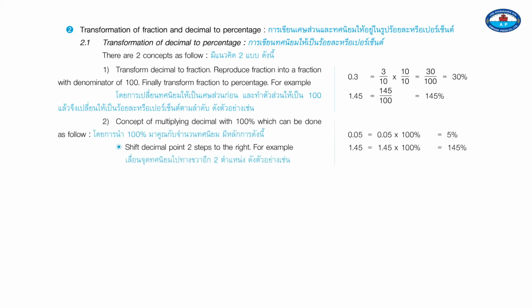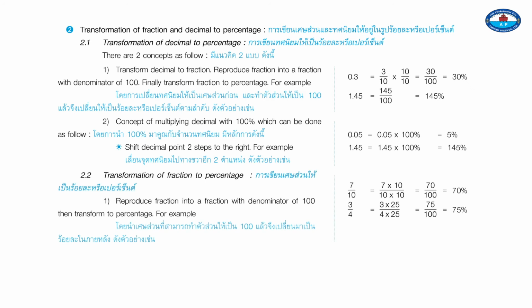2. The concept of multiplying decimal with 100% can be done as follows. Shift the decimal point 2 steps to the right. For example, 0.05 equals 0.05 times 100% equals 5%. 1.45 equals 1.45 times 100% equals 145%.